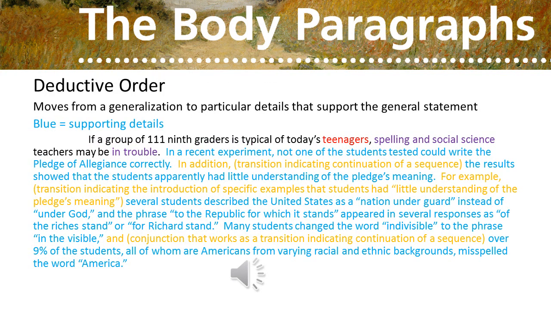All right, and the final order that we're going to cover in this presentation is deductive order. This is the order that, generally speaking, you will be using throughout the semester, more so than the other two. Deductive order moves from a generalization, which would be your topic sentence, to particular details that support the general statement, your evidence or your supporting details. Again, the supporting details are in blue. The topic or the subject is in red, and the controlling idea is in purple.